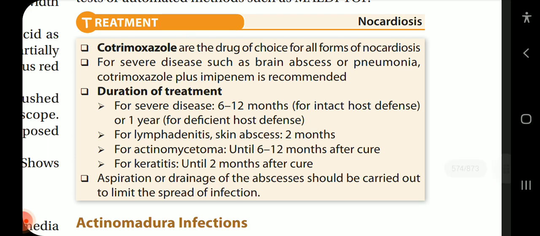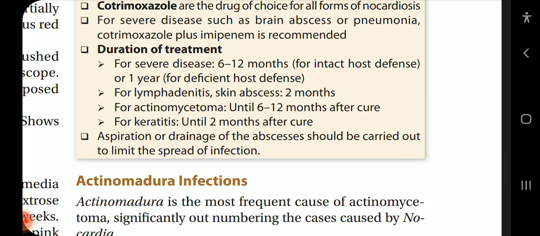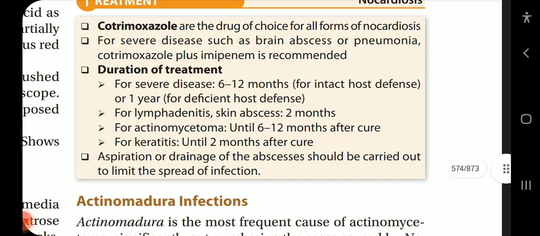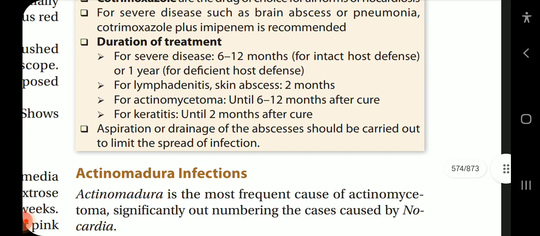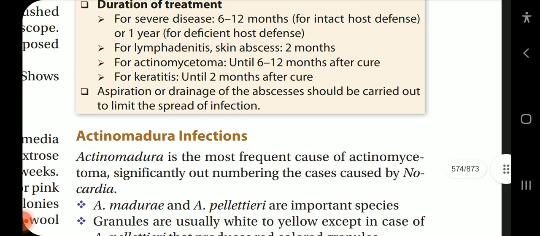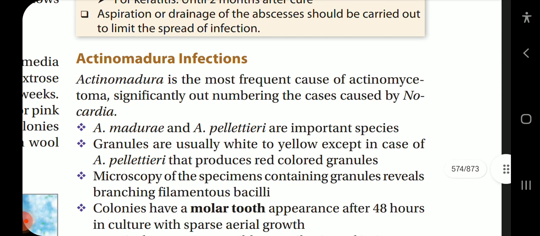Treatment. Cotrimoxazole is the drug of choice for all forms of nocardiosis. For severe disease such as brain abscess or pneumonia, cotrimoxazole plus imipenem is recommended. Duration of treatment for severe diseases is 6 to 12 months for intact host defense or 1 year for deficient host defense. For lymphadenitis and skin abscess, 2 months. For actinomycetoma, until 6 to 12 months after cure. For keratitis, until 2 months after cure. Aspiration or drainage of the abscesses should be carried out to limit the spread of infection.